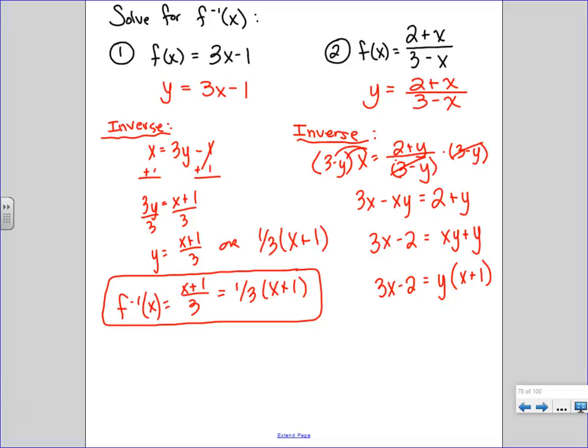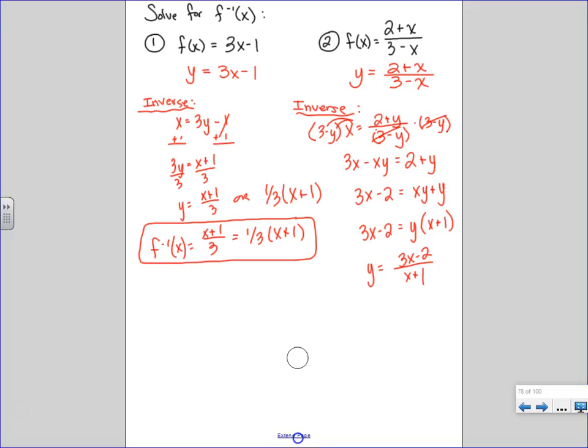My gosh, that is too much. My brain hurts. I'm not done yet, though. I have one more thing to do. What's that one more thing? Change the y. He's not allowed to stay a y because that was the original. Change him to f inverse.